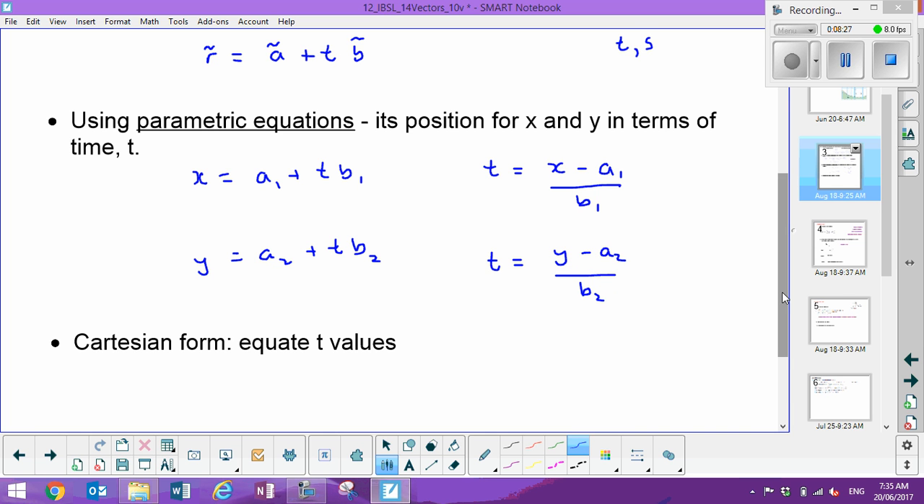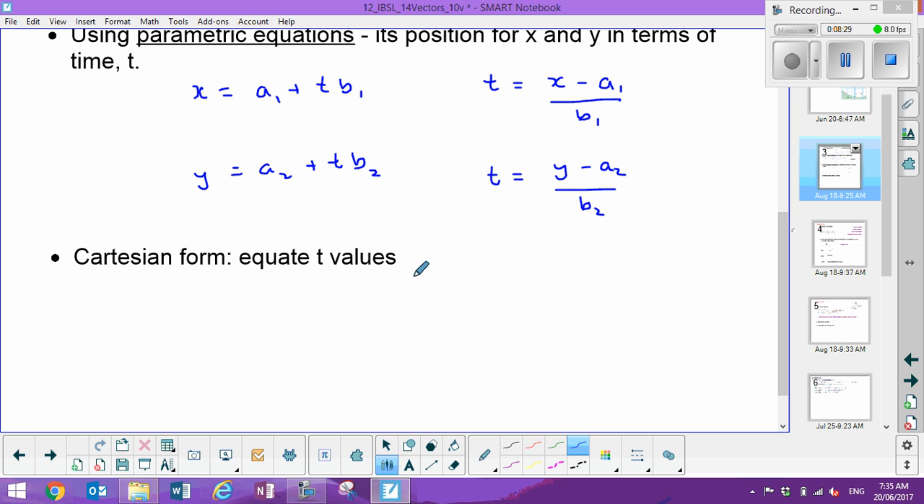So when we try to come up with our Cartesian form, like the normal form that we would use for an xy plane, we can equate these two T values and come out with x minus A1 over B1 is equal to y minus A2 over B2. We can rearrange that and we'll have our equation in x and y because these are just numbers. We'll do an example for that in a moment to make it look a bit easier.